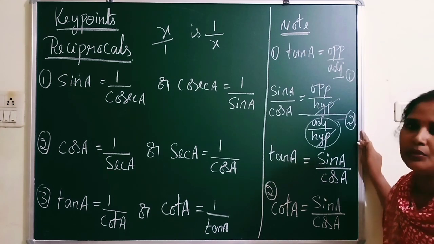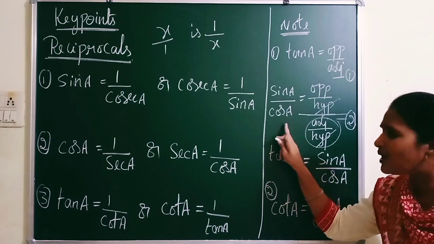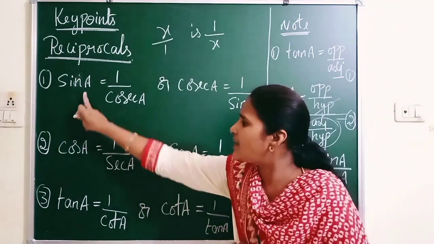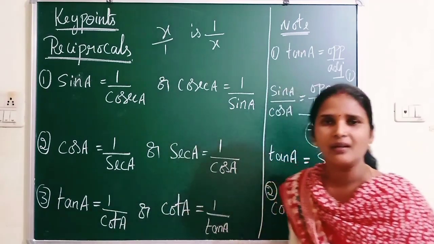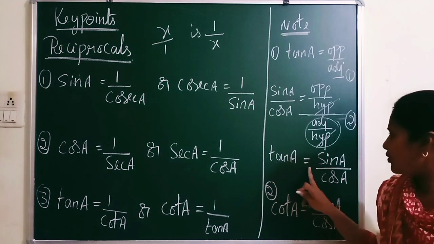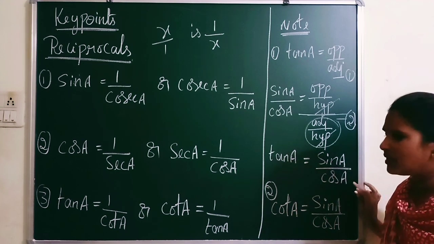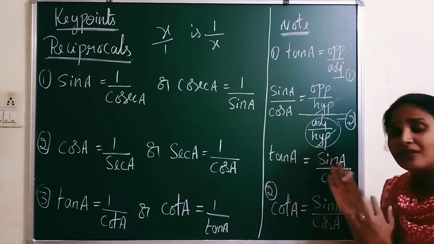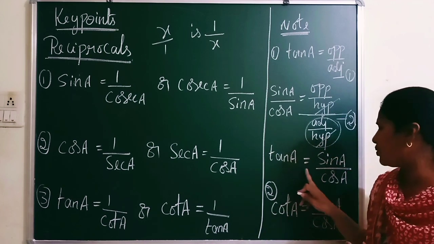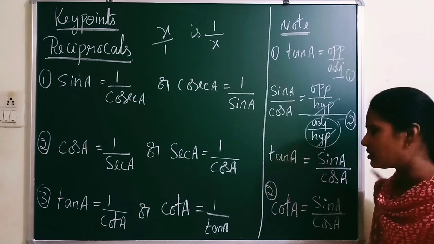We can conclude that when I divide sine by cos, I get tan. So we get the relationship tan A equals sin A by cos A. This is one more relationship, between sine, cos and tan: tan equals the ratio of sine and cos, that is, sine by cos.